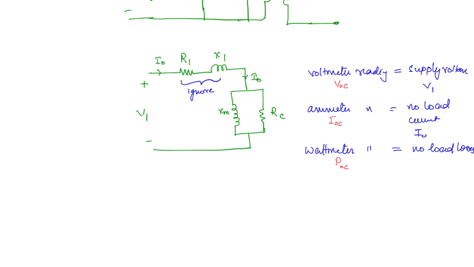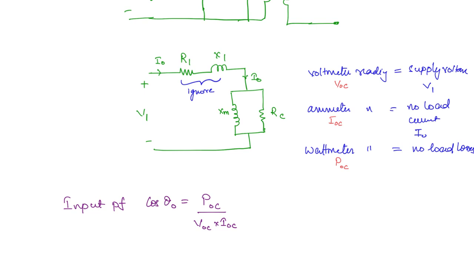Now what all can we find here? We can find the input power factor angle. This is nothing but the phase difference between the supply voltage V1 and the no load current. So this is going to be cos theta naught. You can find it as the power divided by voltage and current, because VI cos theta will give you the real power.